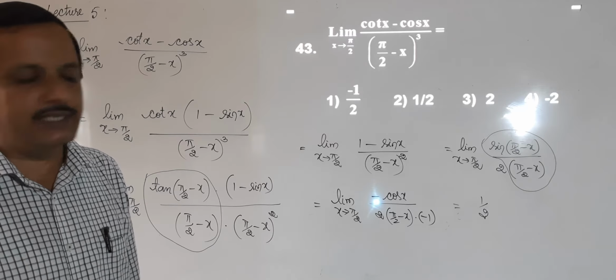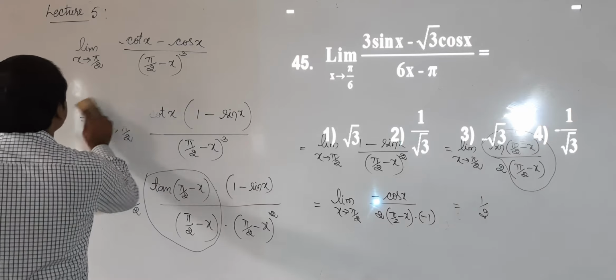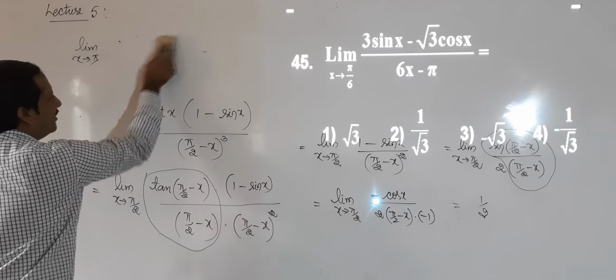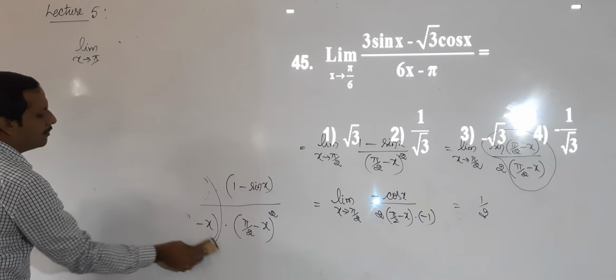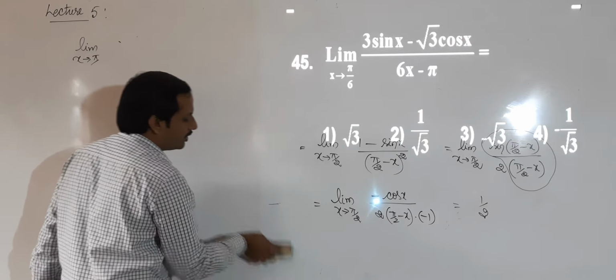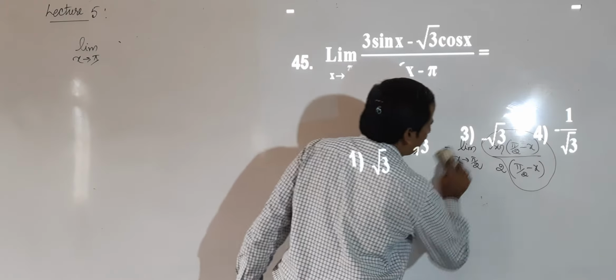Then, 45th question. Limit x tends to pi by 6 of (3 sin x minus root 3 cos x) divided by (6x minus 5).